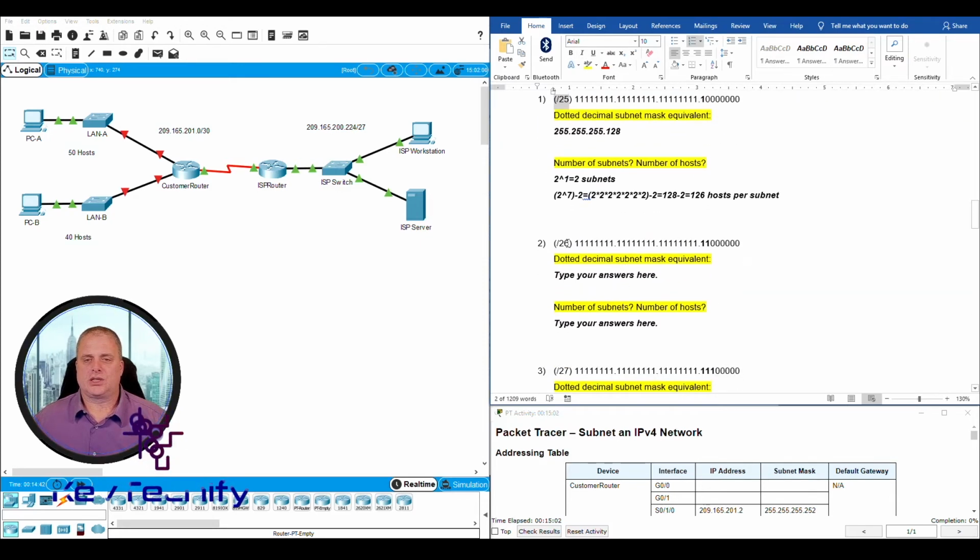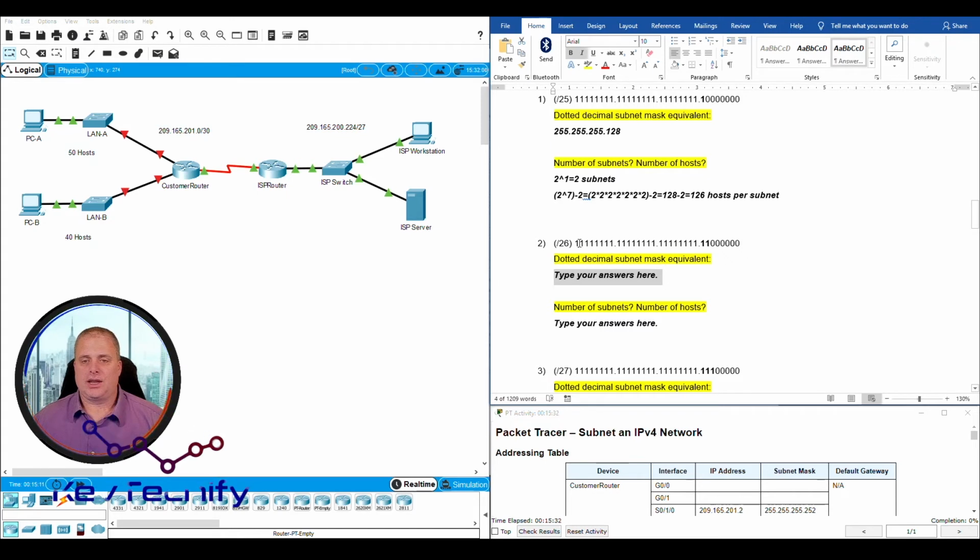Let's go and do our /26 address. /26 once again means we have 26 bits in the network portion. 8 plus 8 is 16, plus 8 is 24, 25, 26. That means we are borrowing 2 bits from our original /24. First question is, what is the dotted decimal subnet mask equivalent?